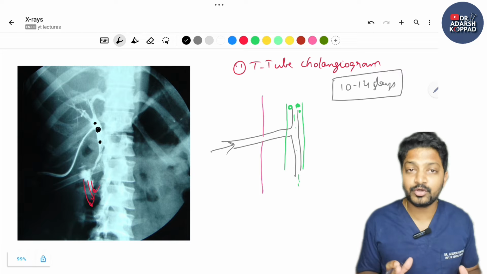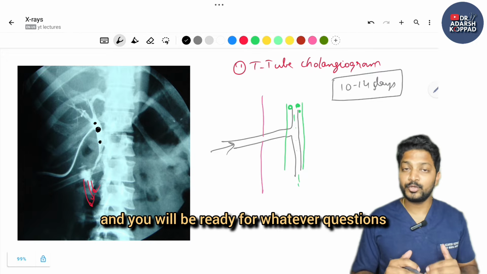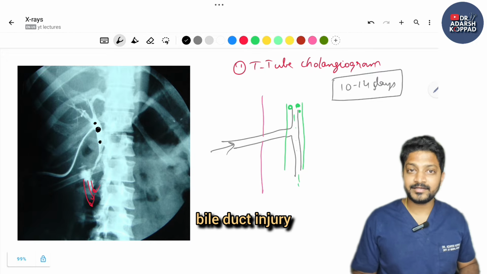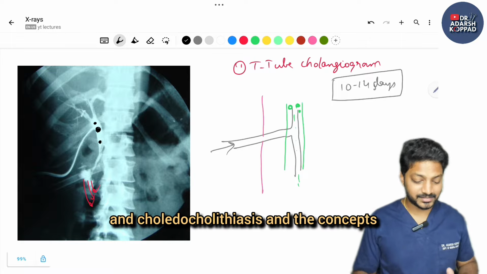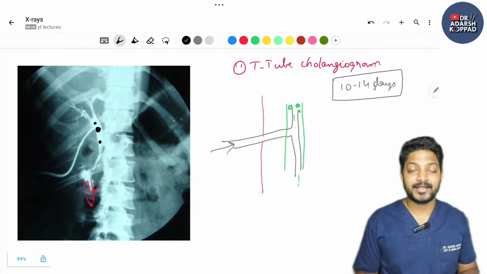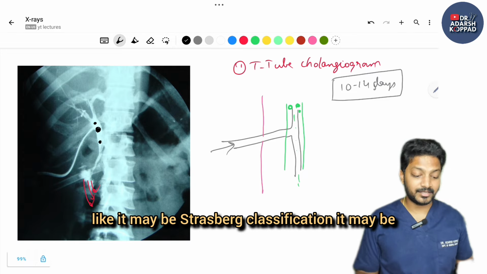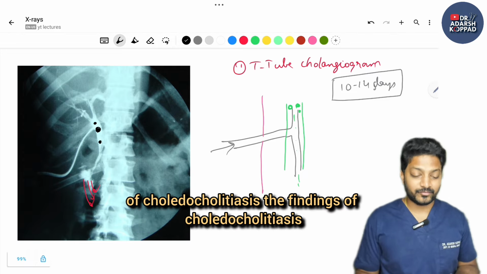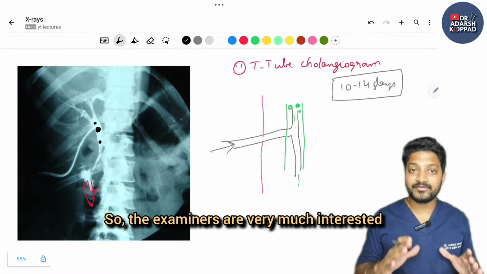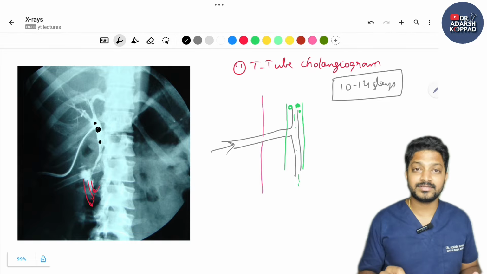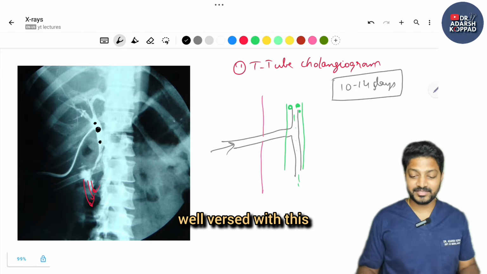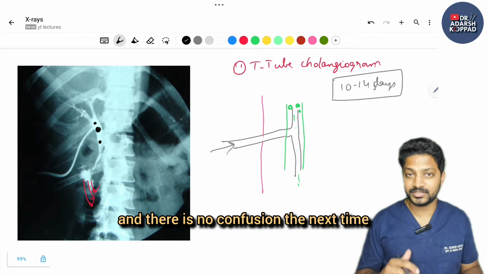I hope you have understood the concept of T-tube cholangiogram and you will be ready for whatever questions an examiner may throw at you. Because bile duct injury and choledocholithiasis and the concepts around this are most frequently asked in INICET. Like it may be Strasberg classification, it may be imaging of choledocholithiasis, the findings of choledocholithiasis. So the examiners are very much interested in framing questions around this topic. So I want you to make sure you're well versed with this and there's no confusion the next time.